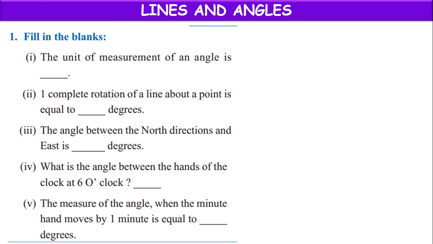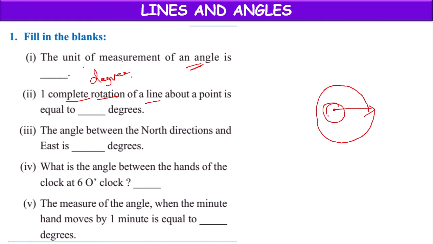Next one, some fill in the blanks questions for that. The unit of measurement of angle is degrees; the angle is normally measured in degrees. One complete rotation of a line, again coming back to the same position, is equal to how many degrees? One complete rotation made at the center is equal to 360 degrees, which is called complete angle. That's why it is called complete angle, because it is the angle made by a complete rotation.